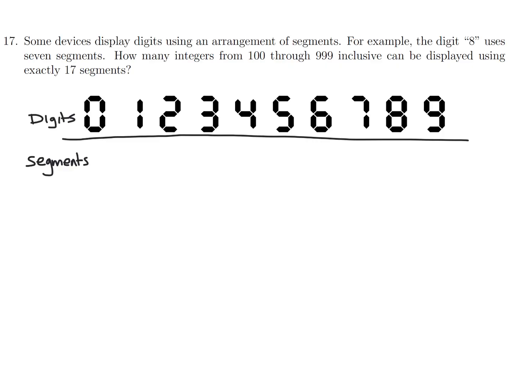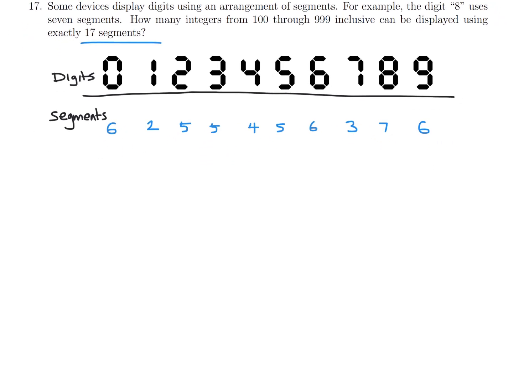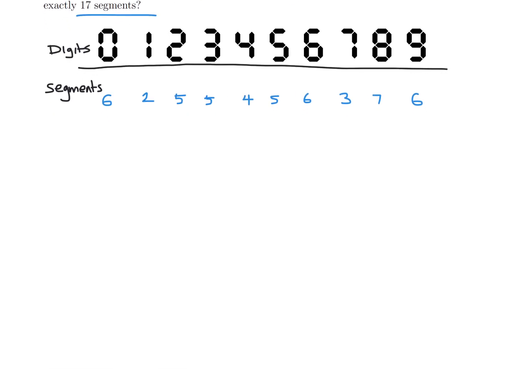So, 1, 2, 3. So this is 6 segments. 2, 5, 1, 2, 3, 4, 5, 4, 5, 6, 3, 7, and 6. Okay. And we want the magic number is 17. Okay. So let's see here. Oh boy, there's another one of those time-consuming ones. I think everything on here is time-consuming today.